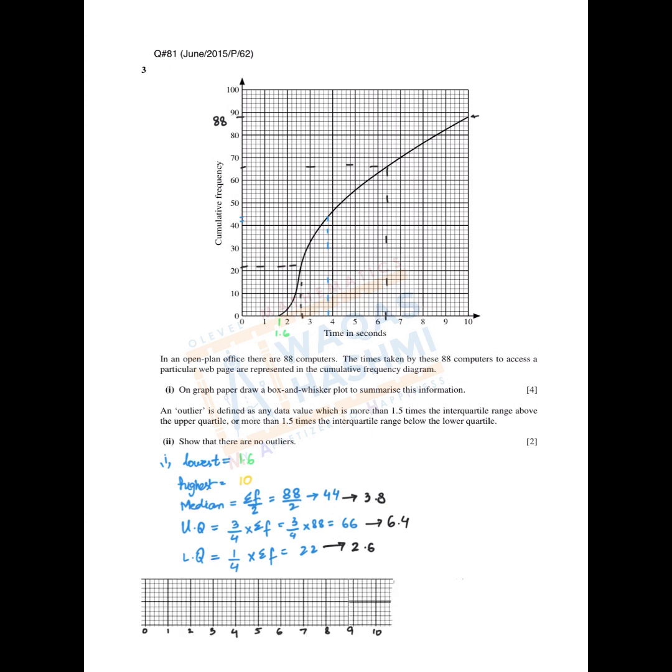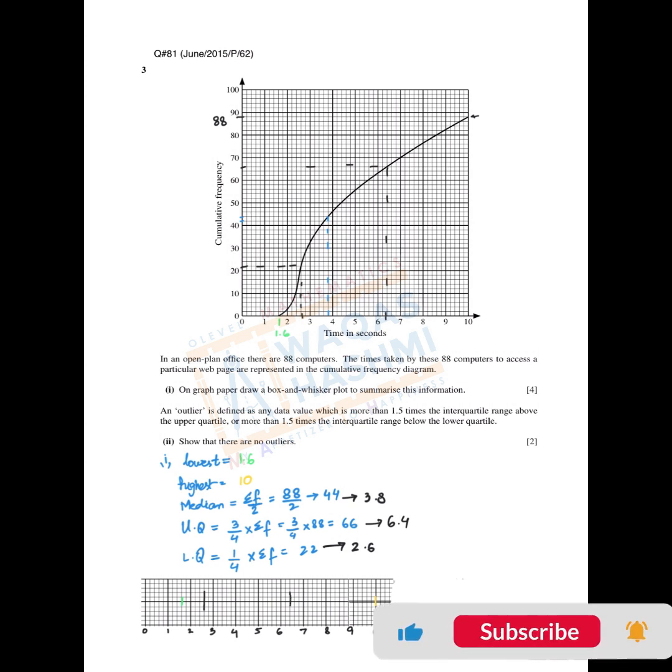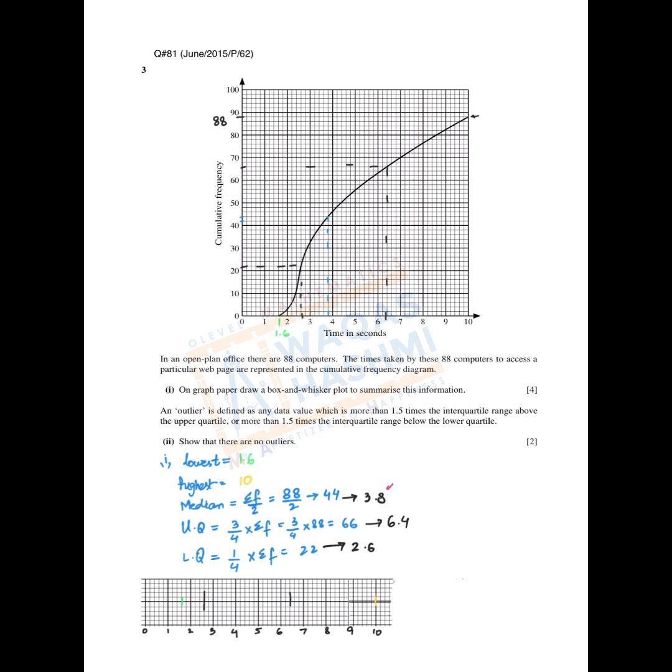Once I had got all the values, I made the grid here. Now I will place the first value, that is the lowest value, 1.6. So I will place the first line here at 1.6. The highest value is 10, so I will place the value 10 here. Now the lower quartile we have is 2.6. For upper quartile, that is 6.4. And for median, which is 3.8, it will be here.